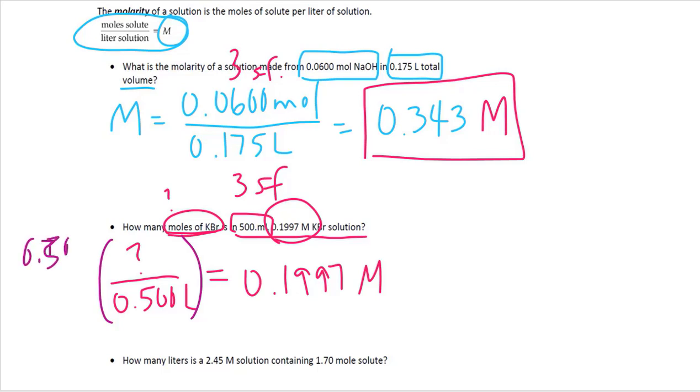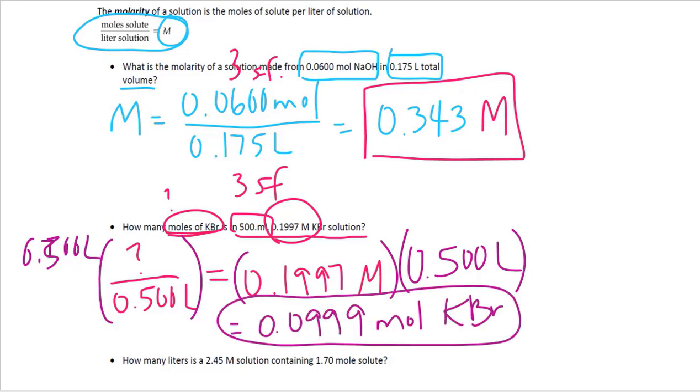0.500. Again, that's liters, and this should give us our answer. And again, I'm aware that we need to look at sig figs. 500 with a decimal point is 3 sig figs, and 0.1997 is 4 sig figs. So I can only have 3 in my final answer. You have to be careful, because I got 0.09985, so that rounded up to 0.0999.